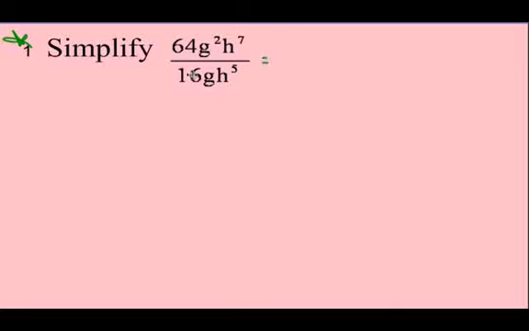So 64 divided by 16, it's going to give me 4. 2 minus 1 for g's is g. And 7 minus 5 is h to the second. Very good.